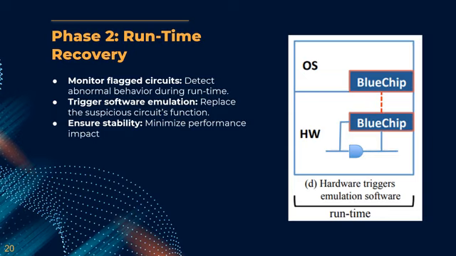Runtime recovery is more like a fire alarm system in a building. Even if something wasn't detected during construction, the alarm will activate when danger arises. When BlueChip detects abnormal hardware behavior during operation, it triggers software emulation, replacing the malicious circuit's function. This ensures normal performance without costly disruptions.